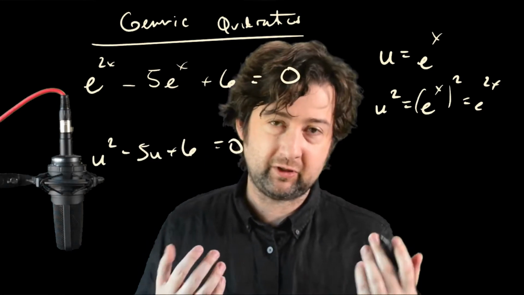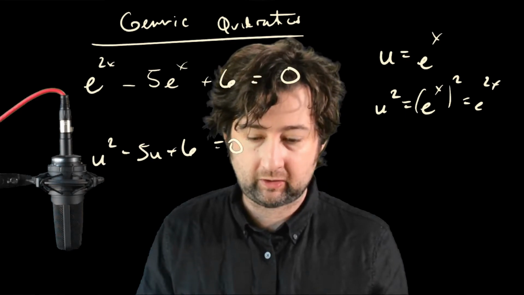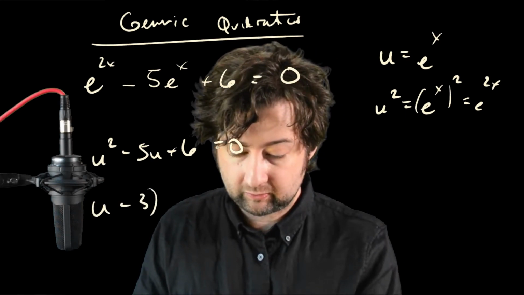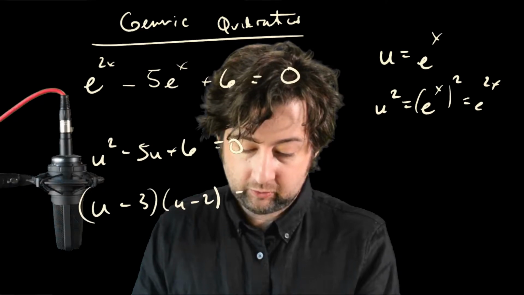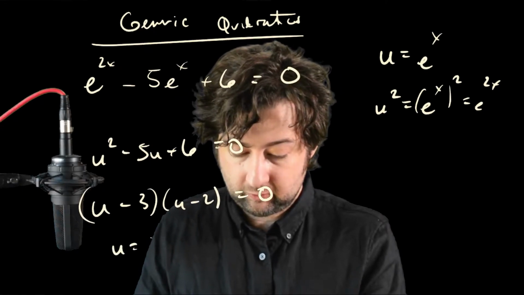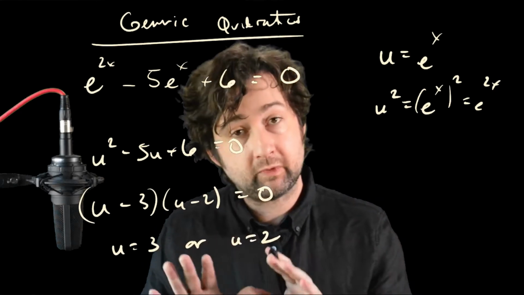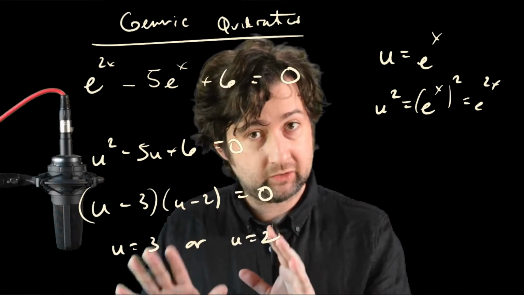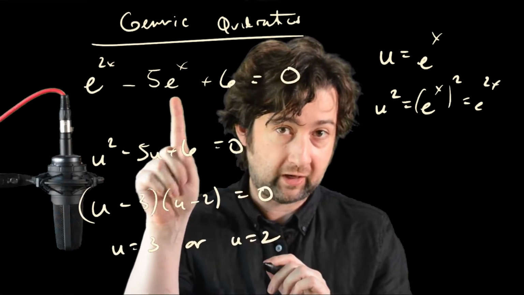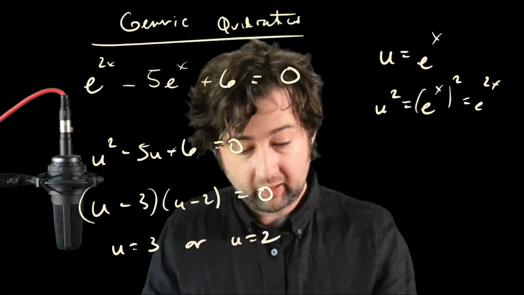And that's just a pre-calculus kind of exercise, or an algebra exercise. u minus 3, u minus 2 is equal to 0. So u is equal to 3 or u is equal to 2. But of course, that's not what you were asked to find. You weren't asked to find u. You were asked to solve the equation for x. So you have to substitute back.